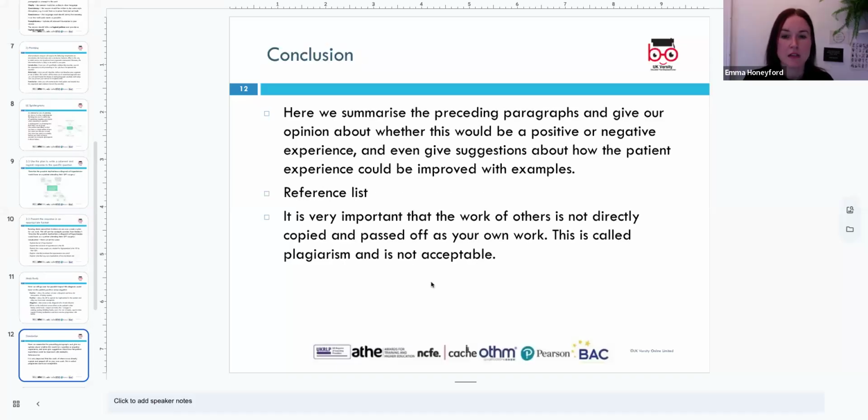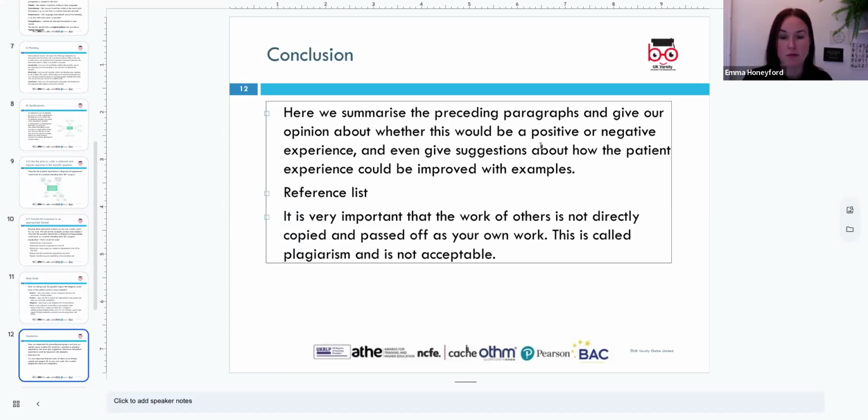The next section, obviously, is the conclusion. So here we'll summarise the previous paragraphs and give our opinion about whether this would be a positive or negative experience, and even give suggestions about how the patient experience could be improved with real life examples.